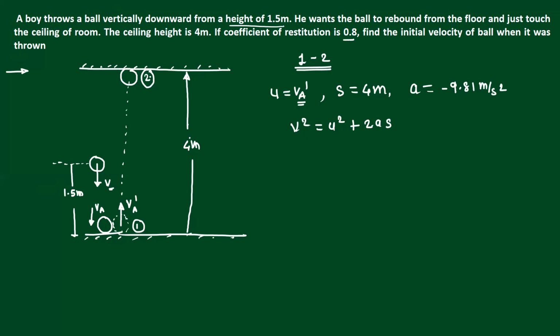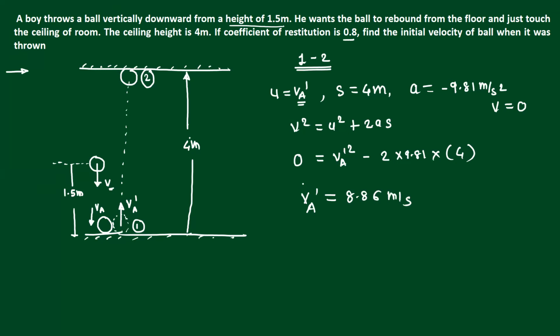When it reaches the final position 2, the velocity will become 0. So v is equal to 0, u is va dash, minus 2 into 9.81 into displacement of 4 meter. If you solve this equation, the answer for va dash is 8.86 meter per second. So this ball must have a velocity after impact equal to 8.86. Then it can cover the distance of 4 meter and reach the ceiling.